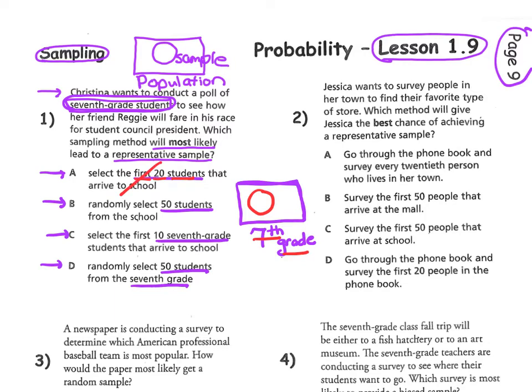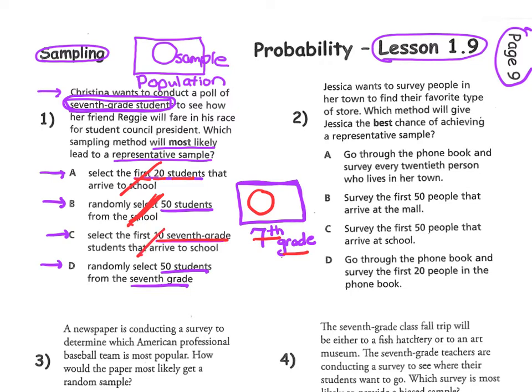Randomly select the first 50 from school. Well, remember, the school has 5th graders and 6th graders and 8th graders. That's not valid either because your population has to be the 7th grade, and you just want to pull names from the 7th grade. Select the first 10 7th grade students that arrive at school. That's not fair either because they may be band or chorus members or orchestra members. Not every student in the 7th grade has a chance of being selected.